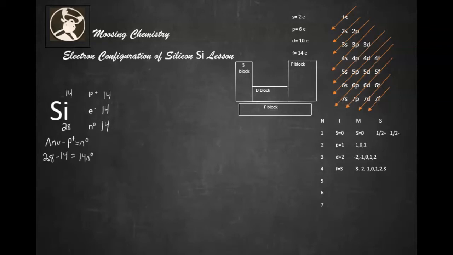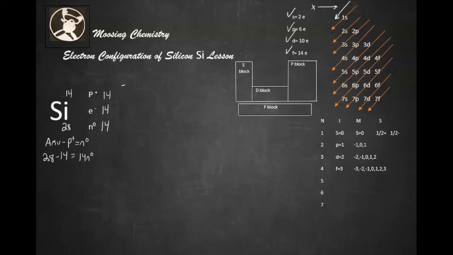Now, before we do the electron configuration, let's look at a couple things. The S shell can hold 2 electrons, the P shell can hold 6 electrons, the D shell can hold 10 electrons, and the F shell can hold 14 electrons. Also, we're going to use the Aufbau principle, which is the diagonal rule. We'll start at the top of the slide and work our way down like this until we run out of electrons.